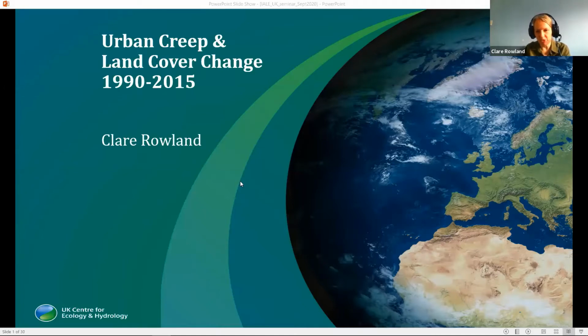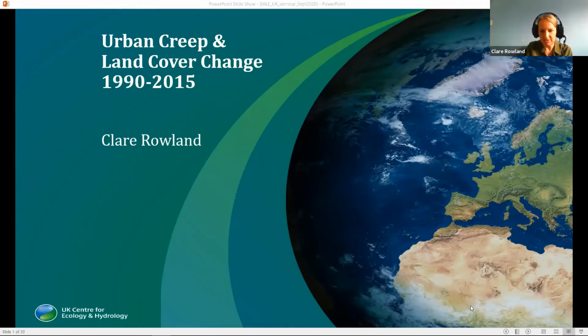One mapping urban creep, so land cover change within a city environment, and then UK land cover change. So both bits of work are land cover change, but at two very different scales, one at the UK scale and one at Edinburgh scale.